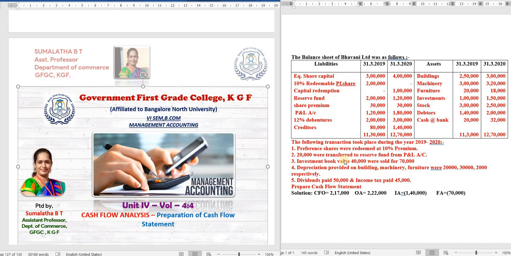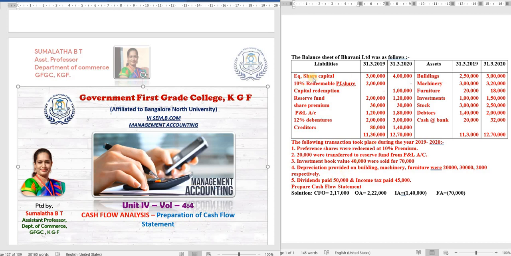See, first let us see the adjustment. They have given information related to preference share redeemed. 20,000 was transferred to general reserve fund account. Investment information has been given. Here also investment is there. Depreciation is given. Dividend paid. Now let us start from the beginning.